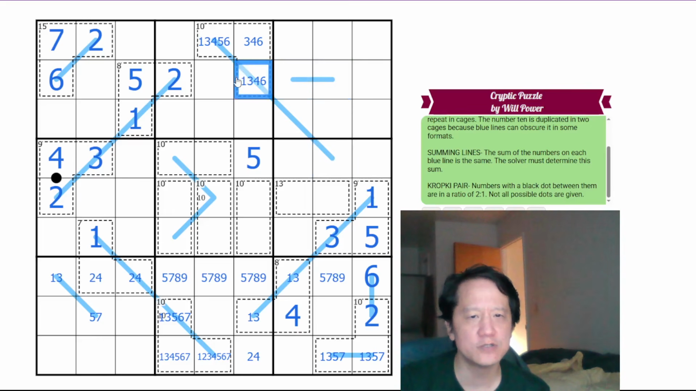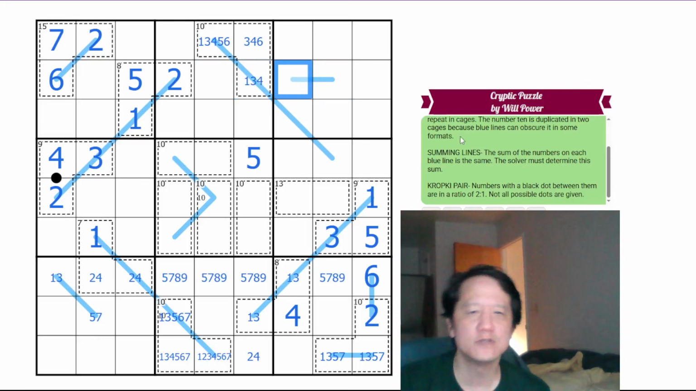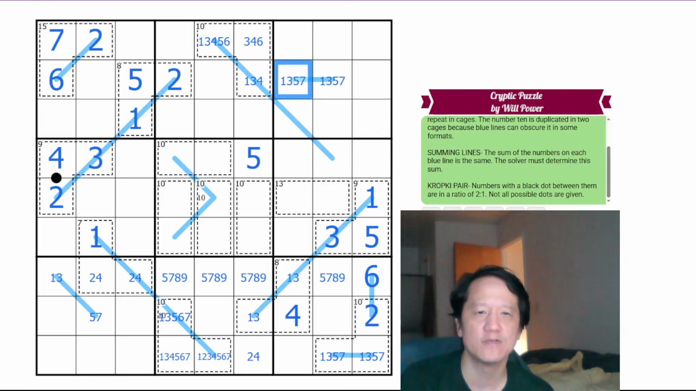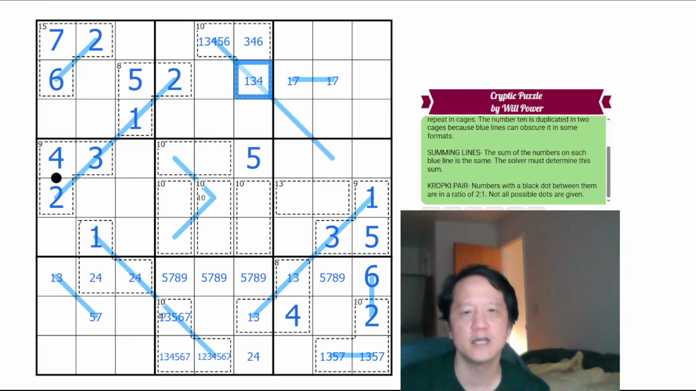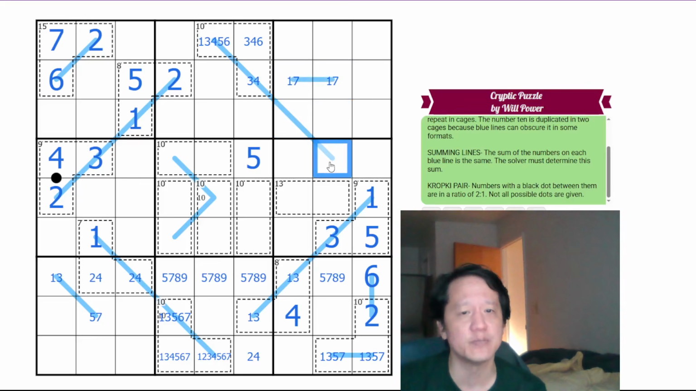This can't be 6 because of 6 in the row. These two digits cannot be 2 and 6, so this is also 1, 7 or 3, 5. Cannot be 3, 5 because of 5 in the row, so this has to be 1, 7. That means this can't be 1 here because of the 1, 7 pair in the row. This can't be 1. This can't be 1. So it almost guarantees this has to be 2 and 2, I think.